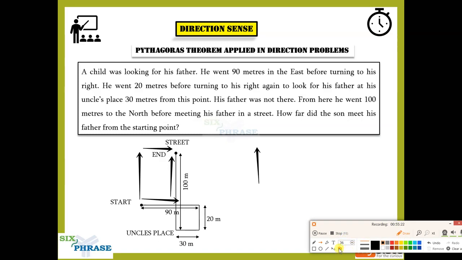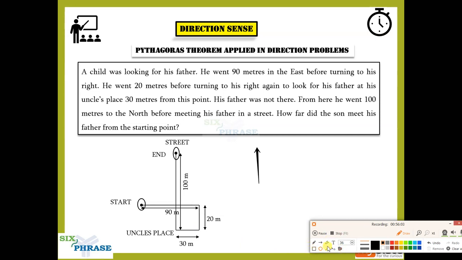But if you come to the conclusion that 140 is the correct answer, then you're wrong. The reason is, listen to this very carefully. In all direction sense problems, whenever they ask you to find the distance between 2 points, here the start point and end point, it is always the shortest distance. Now what is the shortest distance between 2 points, guys?